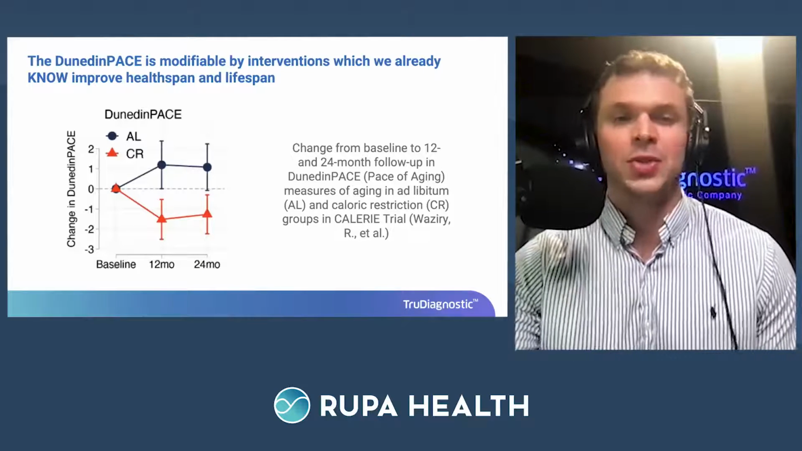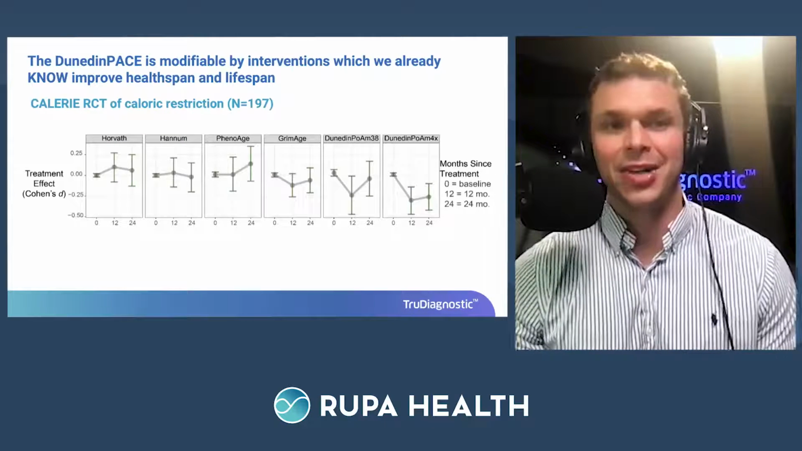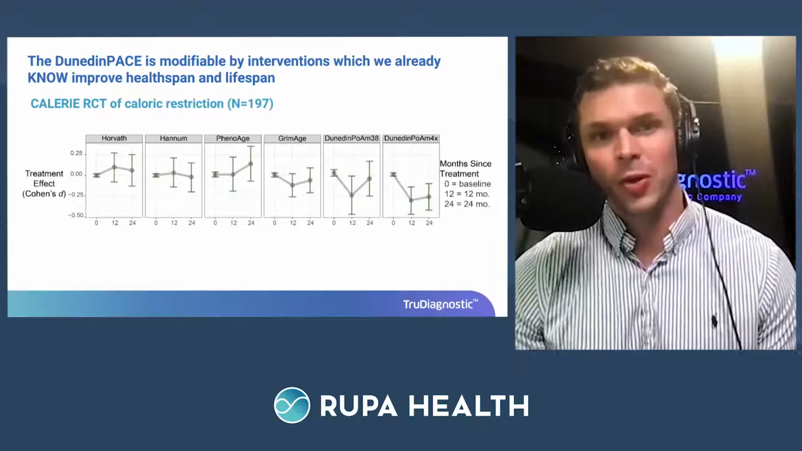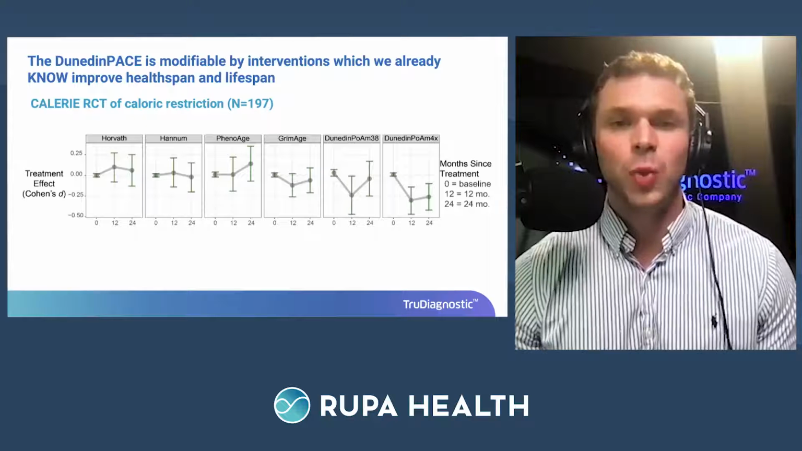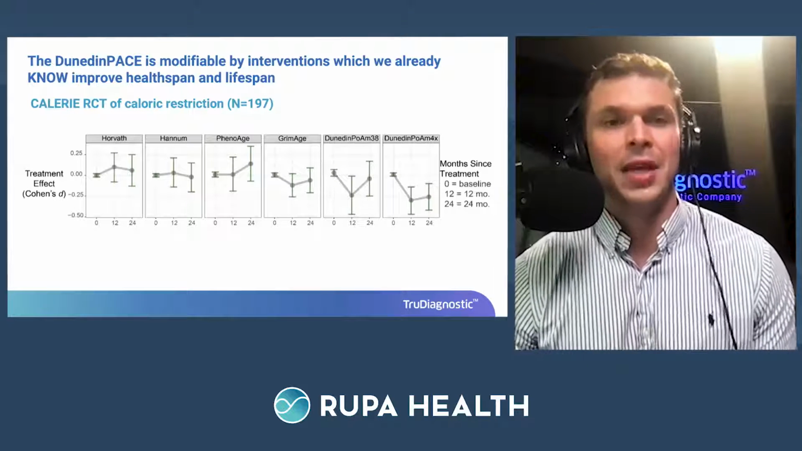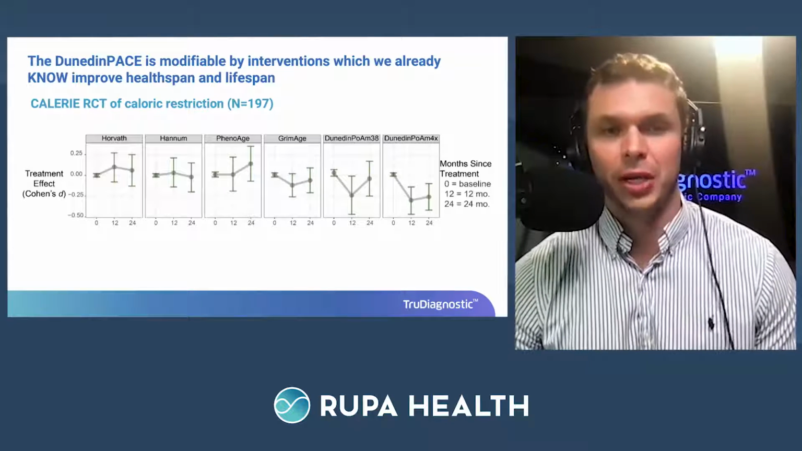But beyond that, we also know that not all clocks did that well. And in the case of those first generation clocks, they didn't respond to that. They actually went up with caloric restriction, which didn't match any of the other clinical data. And so this is why we wanted to make the TruAgePACE available at a lower price point, because this is the best algorithm to measure interventional change.